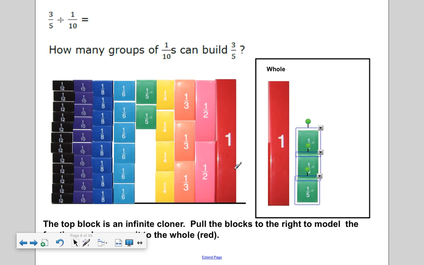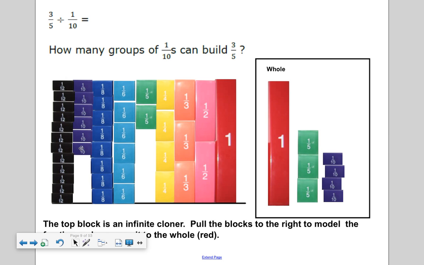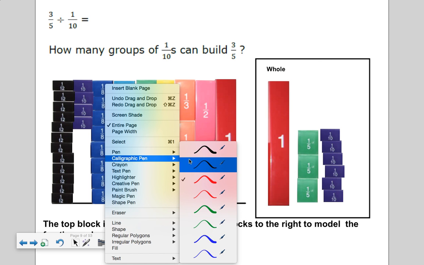Next example, you have 3/5 divided by 1/10. How many 1/10 can build into 3/5? 1 group of 1/10, 2 groups, 3 groups, 4 groups, 5 groups, 6 groups of 1/10. So the answer is 6.